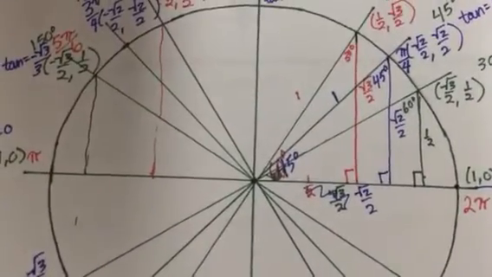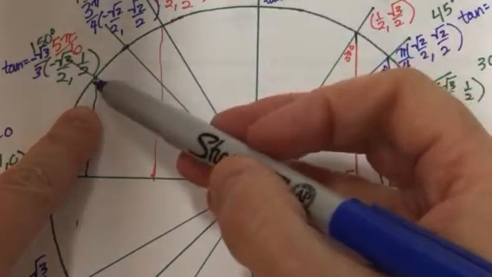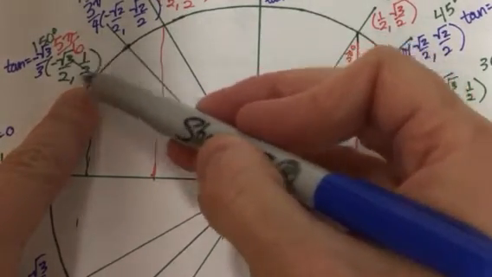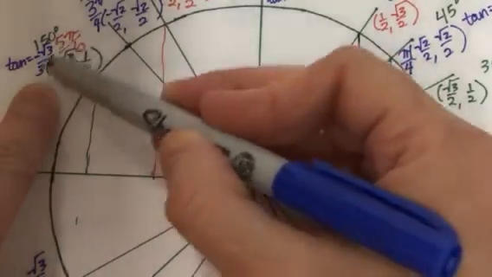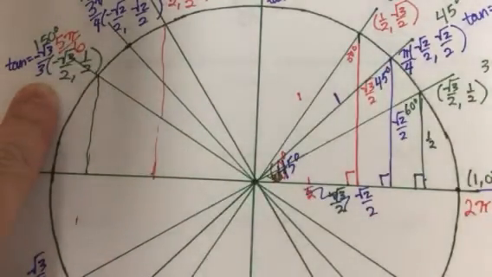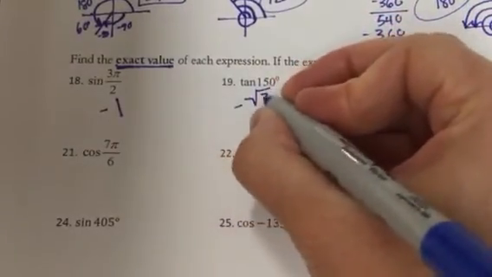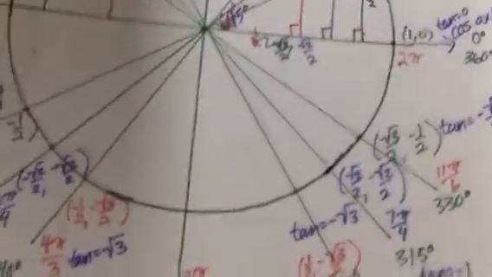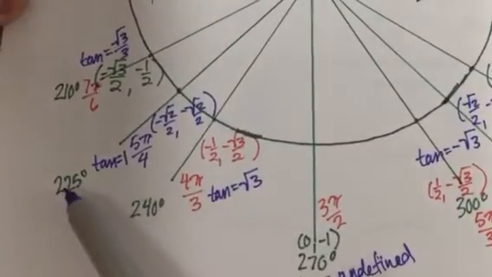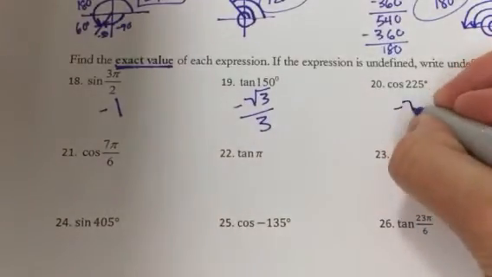Tangent at 150 degrees. We already found all the tangents out of these, so if we head over to 150 degrees, tangent is where you take sine divided by cosine. And we already tried this one out, and we came up with -√3/3. Cosine at 225. Here's 225. Cosine is the first term listed, so it's -√2/2.